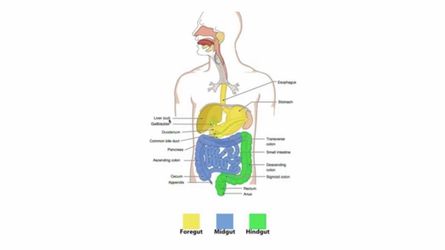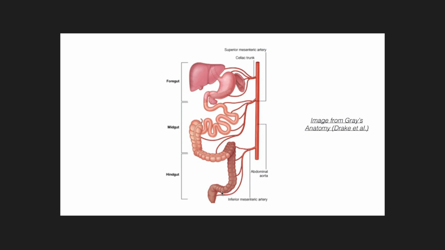Essentially, the foregut extends from the esophagus all the way up to the mid-duodenum, and it includes the liver, the pancreas, and gallbladder, as well as the intestines and the stomach. The midgut includes the latter part of the duodenum, the jejunum, and the ileum, as well as early parts of the colon, namely the cecum, the ascending colon, and the first two-thirds of the transverse colon. The rest of the colon, all the way up to the rectum, makes up the third part, which is the hindgut.